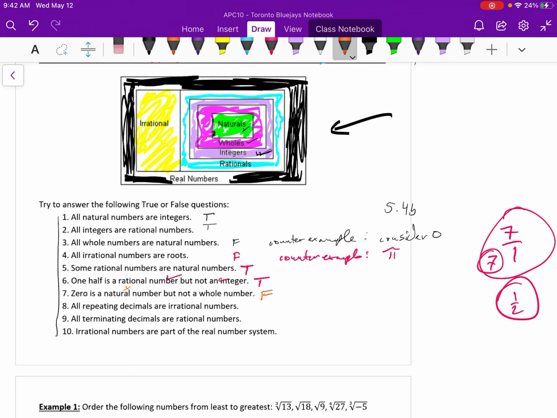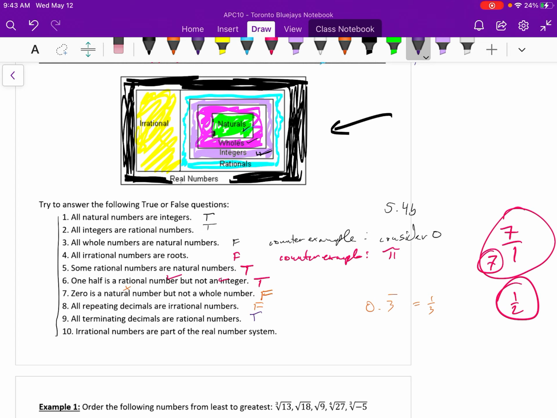All repeating decimals are irrational numbers. Again, false. I'm going to give you a repeating decimal, 0.3 repeating. We could write this as 1/3. So that would be a repeating decimal, but it is rational. All terminating decimals are rational. This is a true statement.